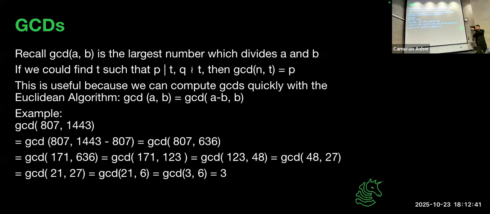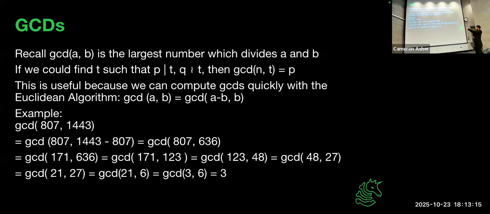The greatest common divisor of A and B is just the largest number that divides both A and B. And if we can find T such that P divides T and Q doesn't divide T, then since N is equal to P times Q, the GCD of N and T will be P, because there's nothing else that divides N besides P and Q. This is useful because we can compute GCDs very quickly with the Euclidean algorithm.